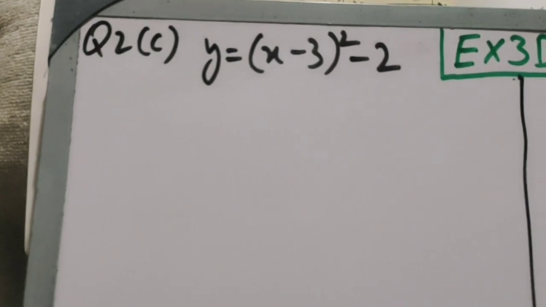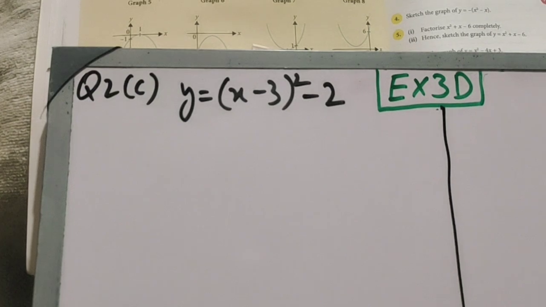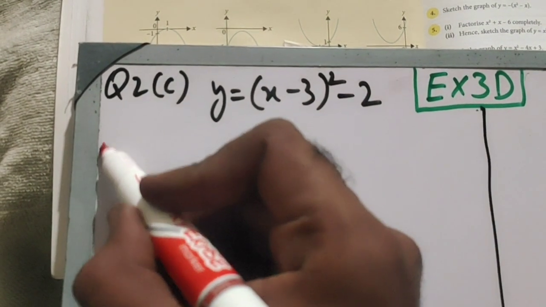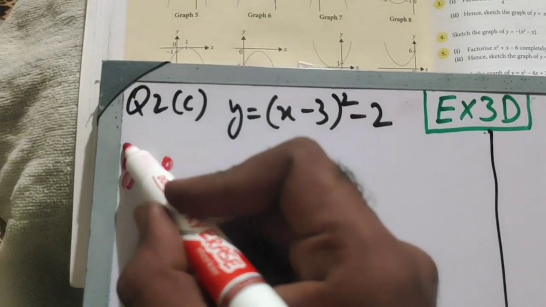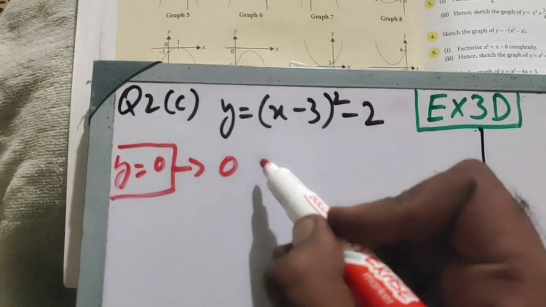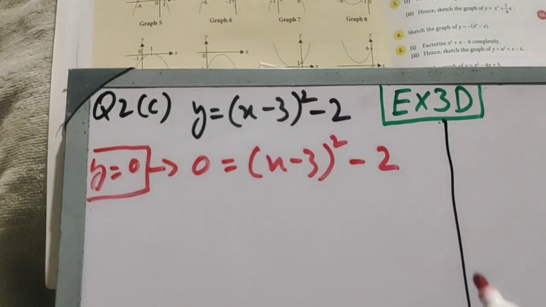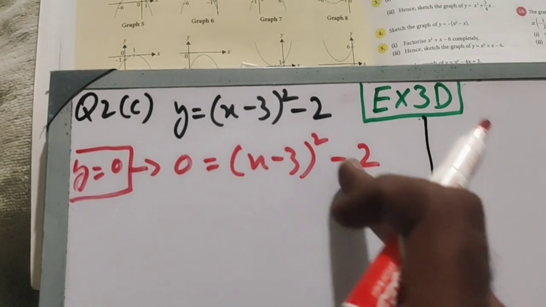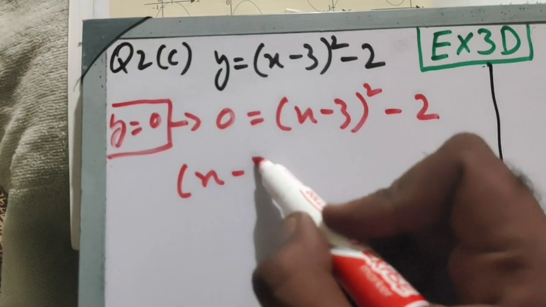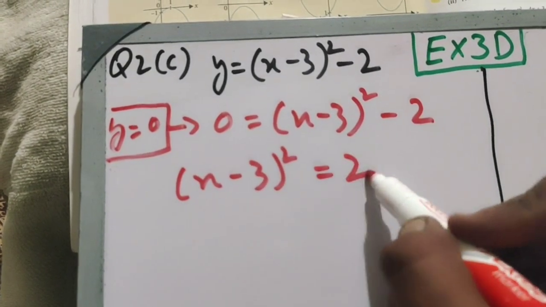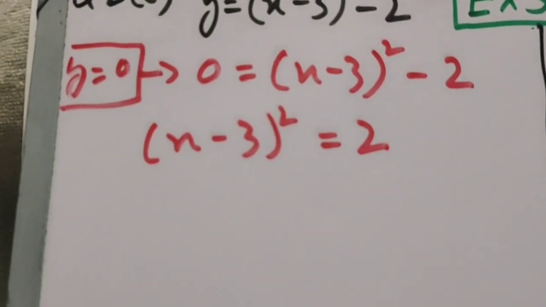For this, as we have already done in the first two parts, we will find the points to sketch the graph. We will take y is equal to 0. So 0 is equal to (x minus 3) whole square minus 2. We will move the 2 to the other side and it becomes positive 2. So the equation becomes (x minus 3) whole square is equal to 2.